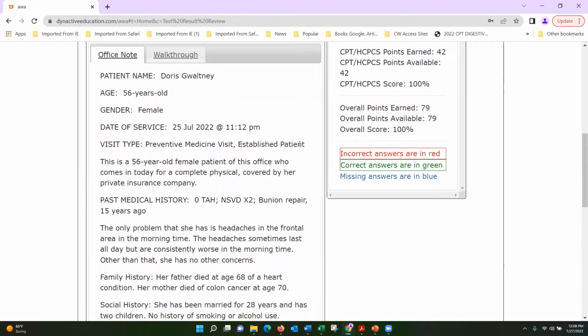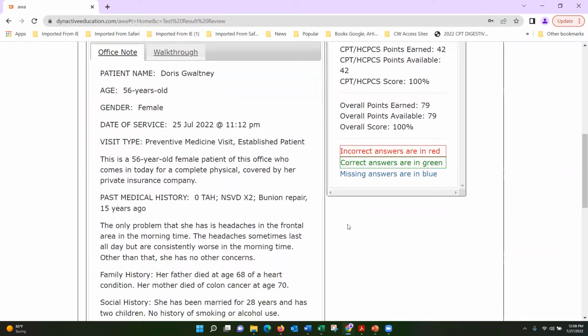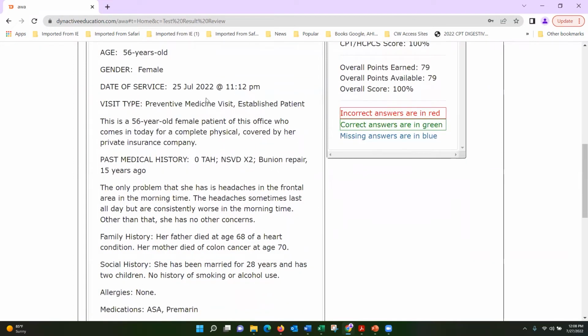So let's go through Miss Doris. Miss Doris is here. She's an established patient. She is here for her preventive medicine visit. He spells it out, the physician or she, as to why the patient is here.